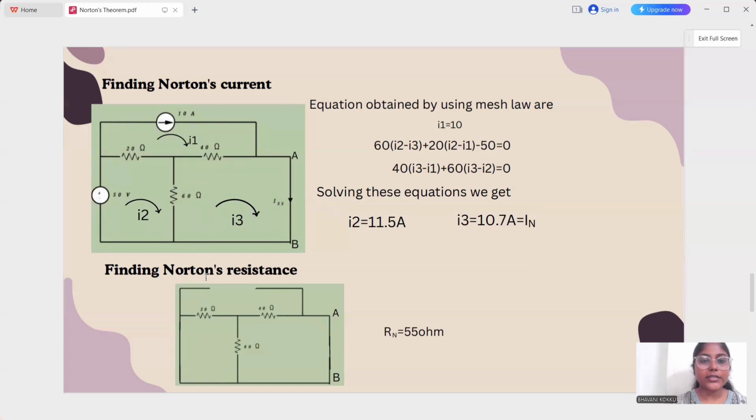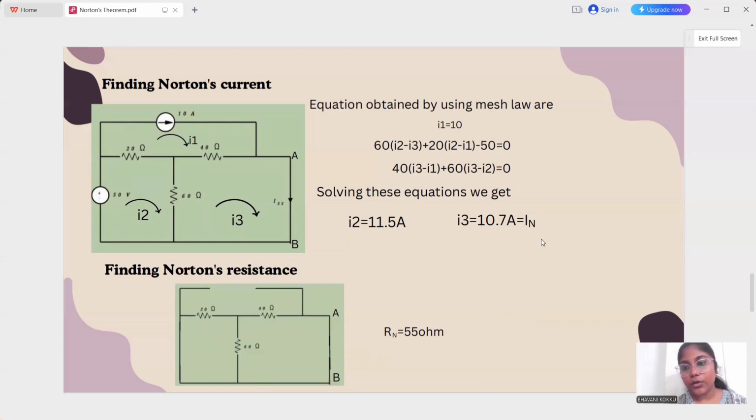Now to find Norton's resistance, we have to find the resistance across AB after deactivating all the voltage and current sources. After deactivating this voltage source, we get something like this. That is, we are short circuiting it and we are open circuiting this current source. Now the equivalent resistance across this terminal AB is the 60 ohm and 20 ohm in parallel connection, which is connected in series with the 40 ohm resistor. After solving, we get the resistance across AB as 55 ohm. That is nothing but Norton's equivalent resistance.